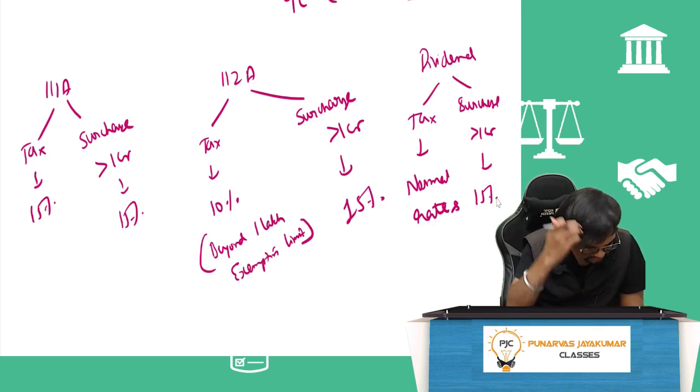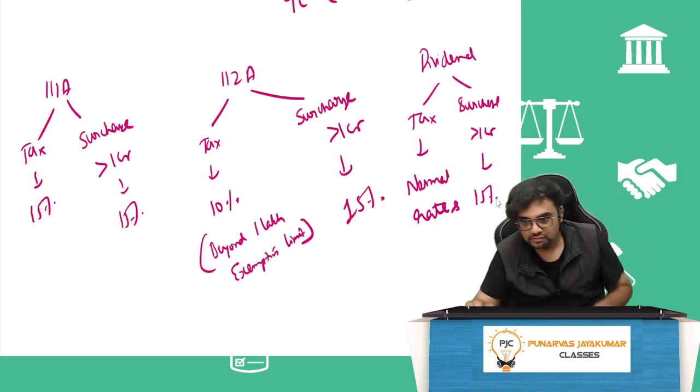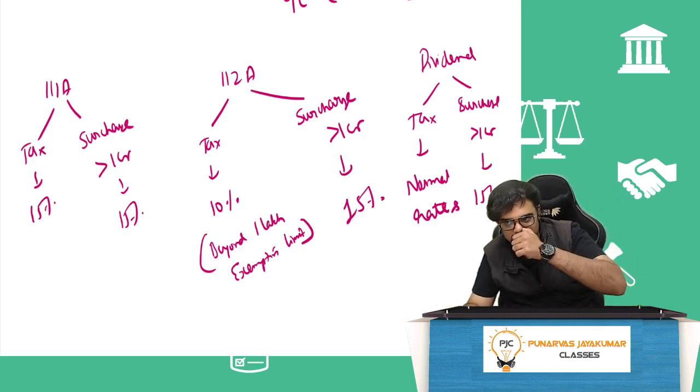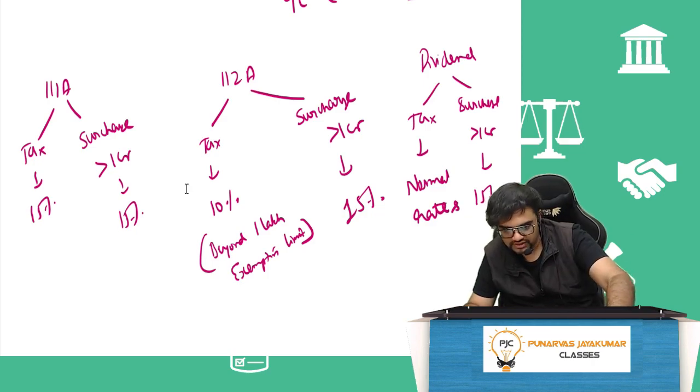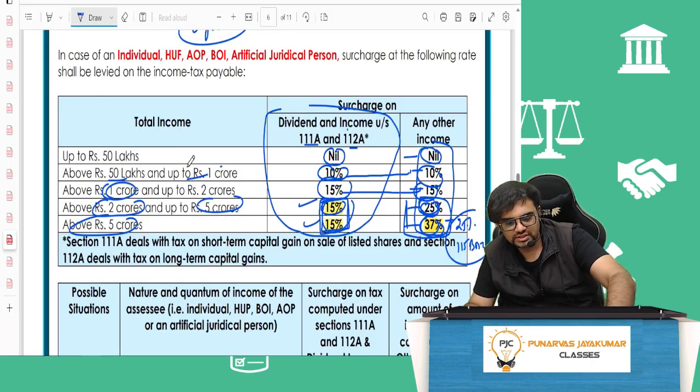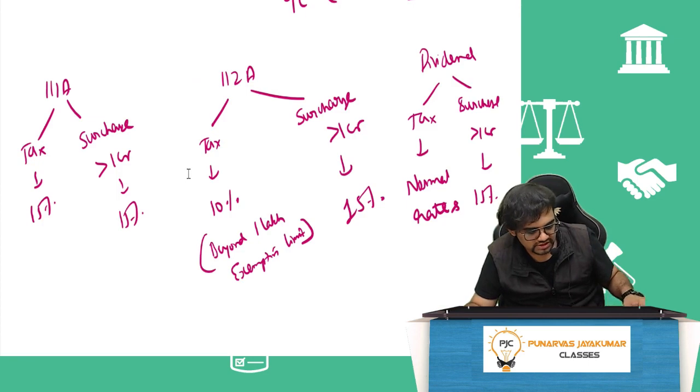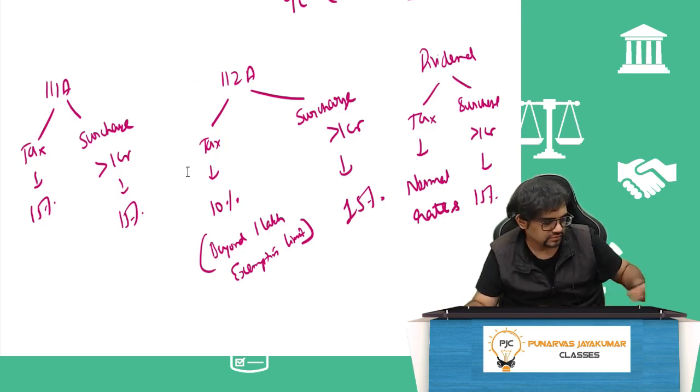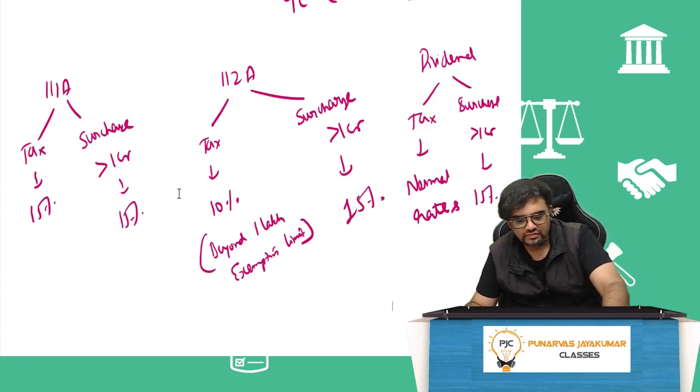Got it? Yes, we'll see a sum. This is the same. Once you see a sum, you'll understand that question. First, I'll show you the various permutations and combinations, then we'll do a sum.